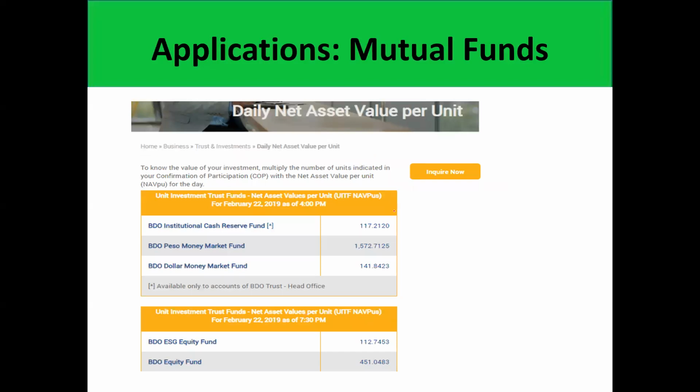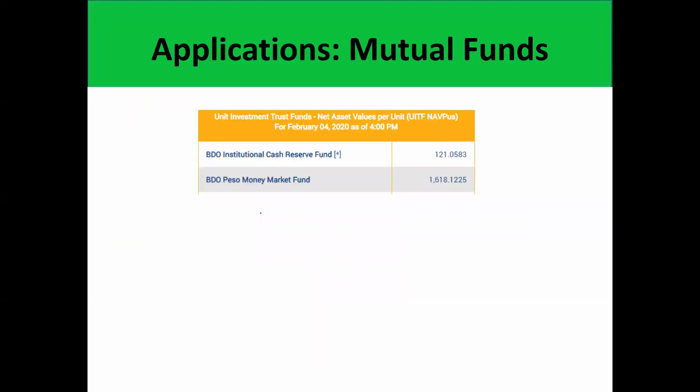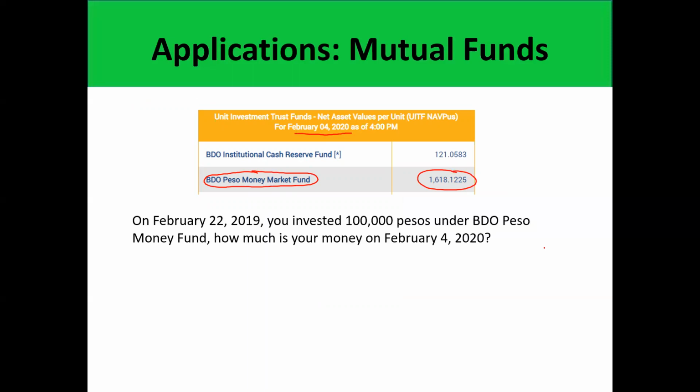So for example, this one is from the trust funds, the unit investment trust funds from BDO. And in here, for the money market fund, the NAVPS is 1,572.71. That is on February 22, 2019. And then on February 4, 2020, after 1 year, the NAVPS of this money market fund is now 1,618.1225. So for instance, if you're going to invest 100,000 pesos under the BDO peso money market fund, how much will be your investment after 1 year, on February 4, 2020?